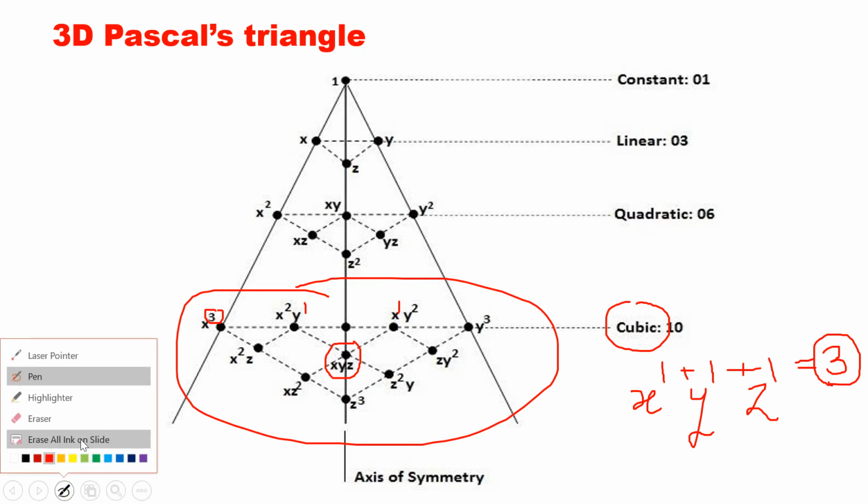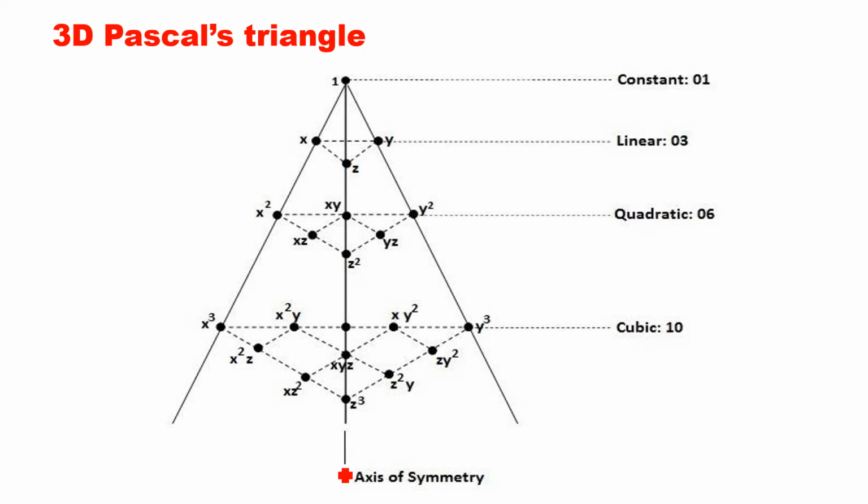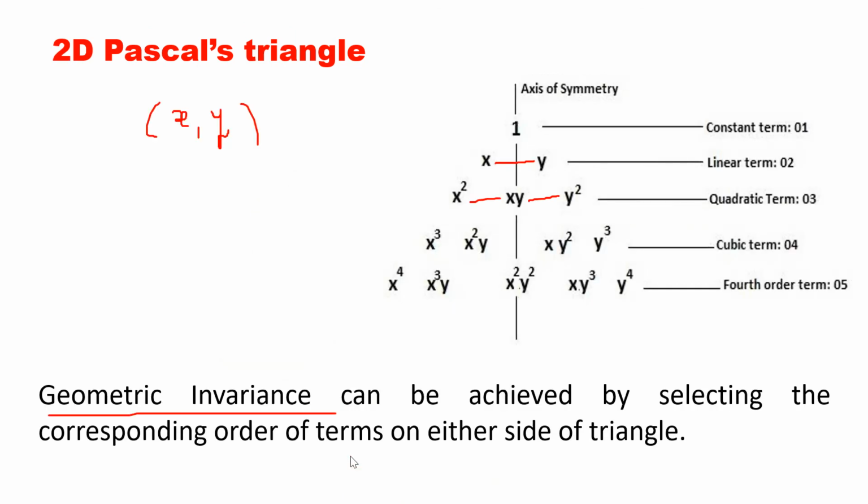Now in both the 2D as well as the 3D Pascal triangle, the vertical axis is called the axis of symmetry. It represents that on either side of this axis of symmetry, a similar number of elements are present. And this is very important while writing the displacement function. We should maintain the symmetry of the triangle. How to maintain it, we'll discuss when we discuss how to write down the polynomial function or displacement function for the element.